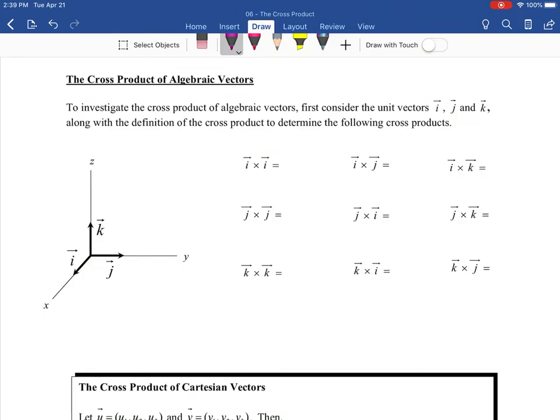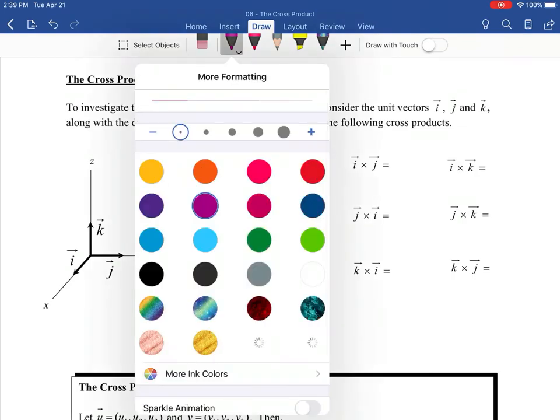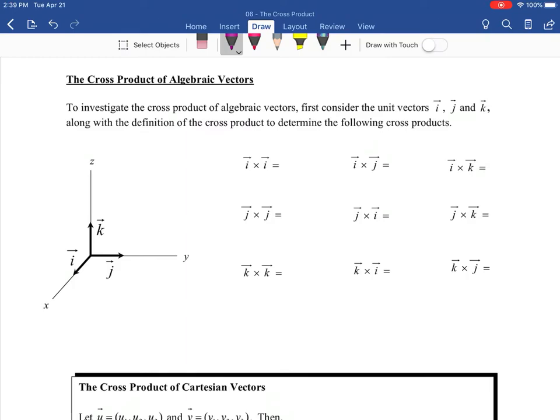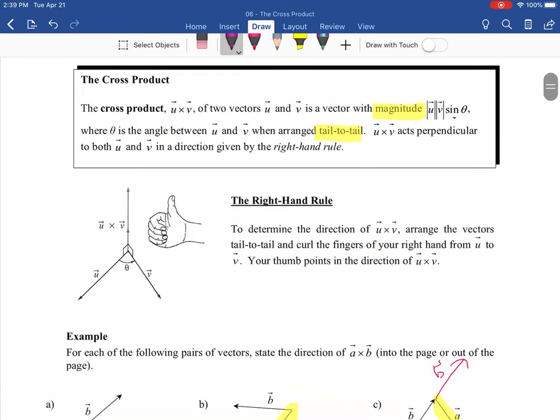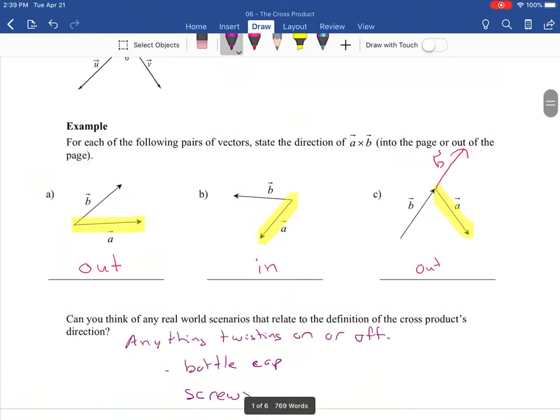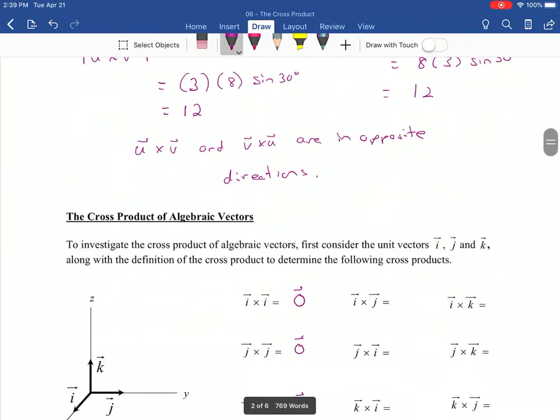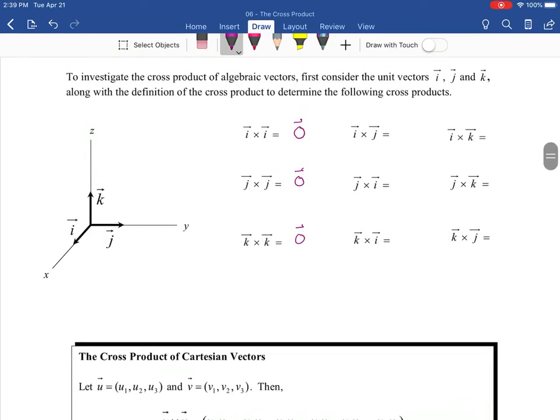If you go i cross i, what you're going to get is magnitude i, sine theta. But what's the angle between i and itself? 0. So I'm going to end up with a sine of 0 in here, and so i cross i is 0. In fact, every time you cross product something with itself, you get the 0 vector because the angle between the two vectors will be 0. And if you look at the formula for cross product, it's sine of theta, so when the angle is 0, you get nothing.